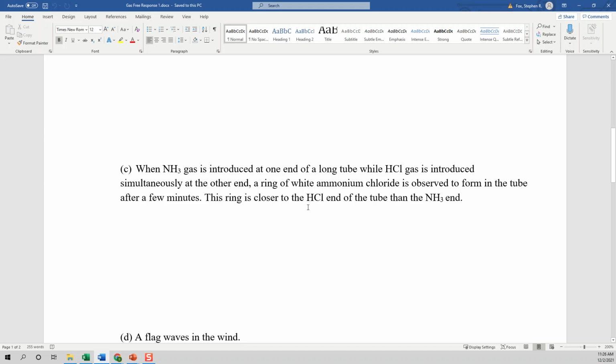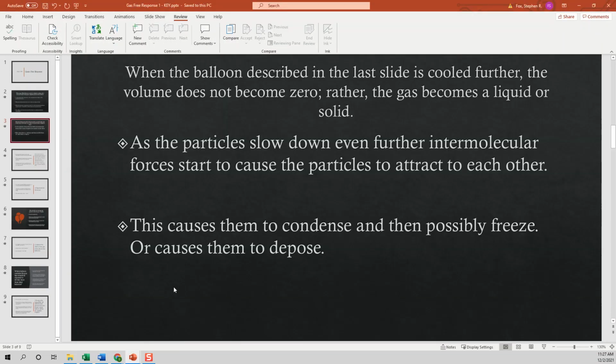And this is mainly because HCl is heavier, so assuming they're at the same temperature, both particles have the same average kinetic energy, but because HCl has a greater molecular mass, right, 35 plus 1 versus 17, it has a higher molar mass, so it's going to be moving slower on average. So as it travels down the tube, it's not going to make it as far down the tube as the NH3, because NH3 is faster, so the ring is going to be closer to the HCl than the NH3. So let's make sure we have that explanation locked down here. Okay.